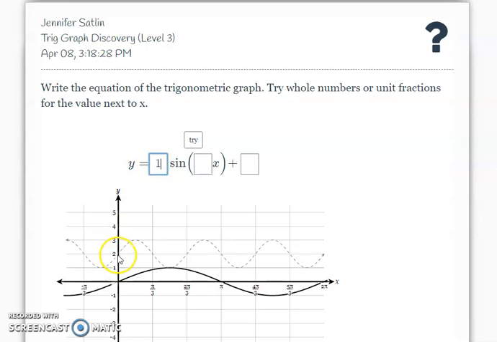The period here, we start at 0 and go to 2 pi over 3. And remember, the period is always 2 pi over b. So in this case, b must be 3.